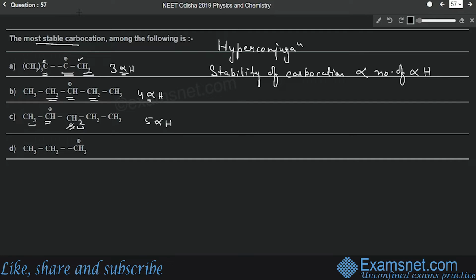And in the last one, this is the cationic carbon. On the left side we have 2 alpha hydrogens. So the total number of alpha hydrogens is 2 only. So the maximum number of alpha hydrogens is present in the third one. So the third option will be the correct answer.